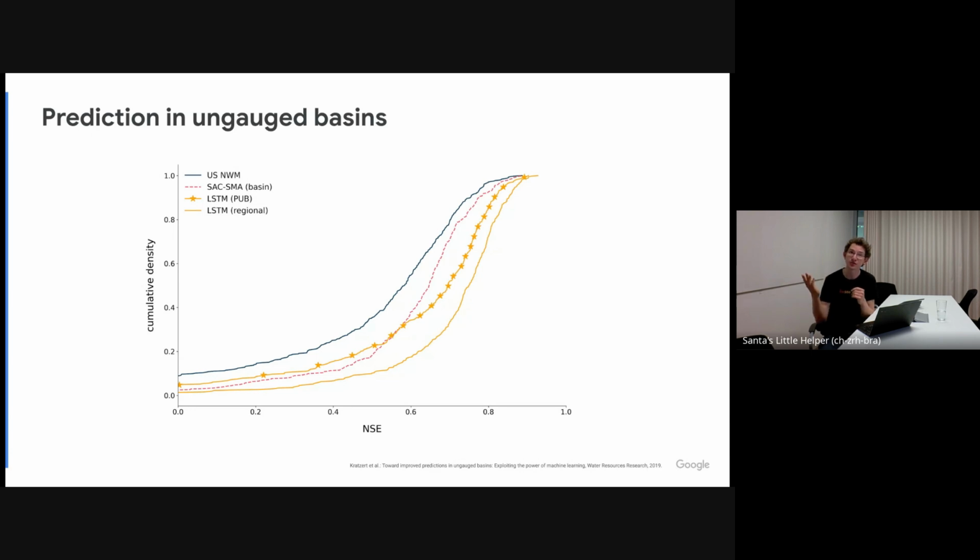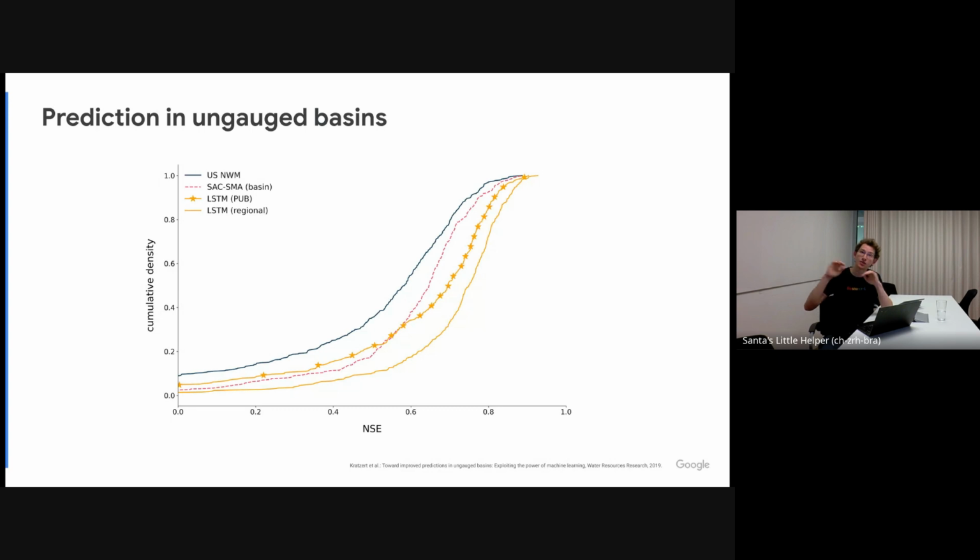And we can still generate predictions. And so what you see on this plot here now is the solid orange line is still the same LSTM, still trained on the places that we evaluated. The red dashed line is SAC-SMA, which is a very popular classical hydrologic model. And it's also being evaluated still the same way. We train it in the places that we're evaluating it.